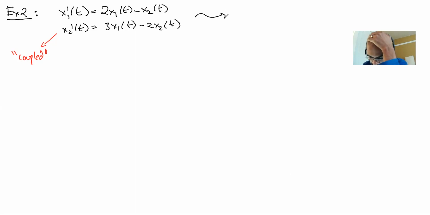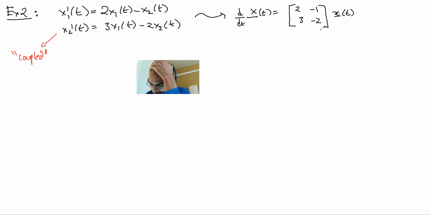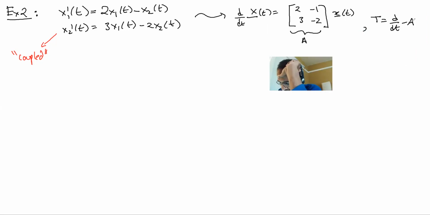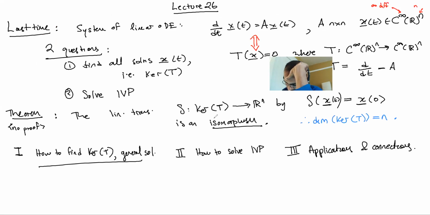Now in our fancy notation, how do we write this? Well, this is just d by dt of x of t equals this matrix times x of t. And the matrix has entries 2, minus 1, 3, and minus 2. This is the matrix we're calling A. And then, of course, we have T, which is equal to d by dt minus A. And we're looking for vectors in the kernel of T. By the way, what's the dimension of the kernel of T going to be? 2. Exactly. It's going to be 2 because of this theorem, right? The dimension of kernel T is equal to n if it's an n by n matrix.